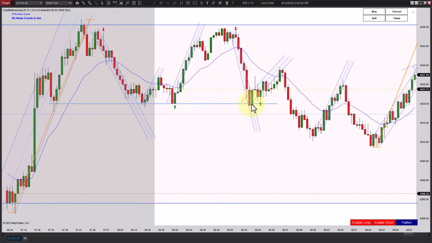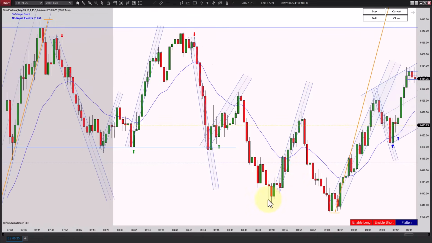I would have liked it better if this didn't push through, because it pushing through there is showing a little weakness. But either way, this would have still worked. And then it turns back down. There's a second entry here, but it doesn't set up properly.